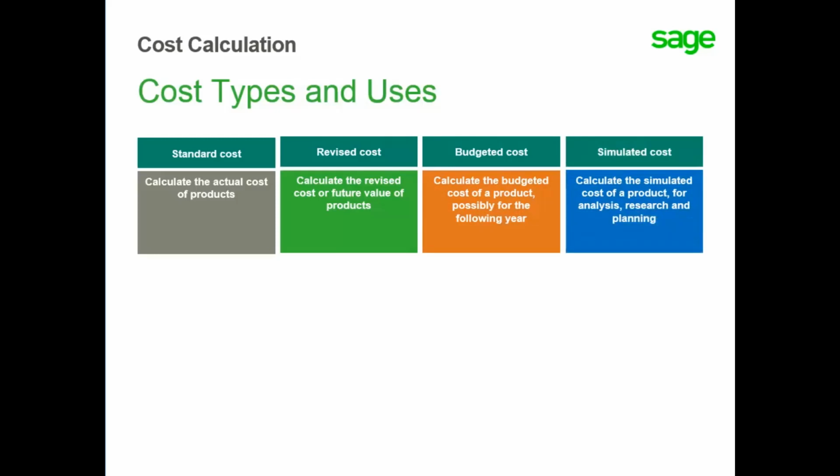And finally, the simulated cost is used to run simulations to assist planners in researching and determining what costs would be under certain circumstances. So a planner might use a simulated cost to increase the cost of one item or decrease the cost of an operation to determine what effect that might have on the standard cost. Changes made in the simulated cost area do not directly affect standard costs.